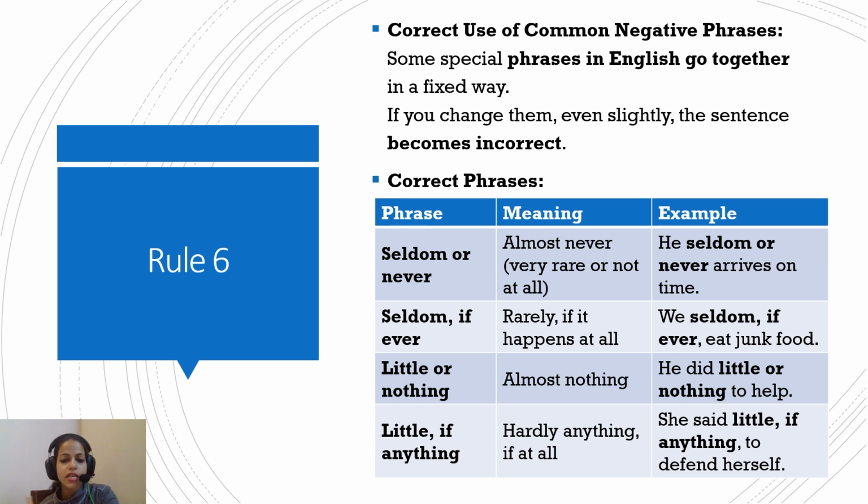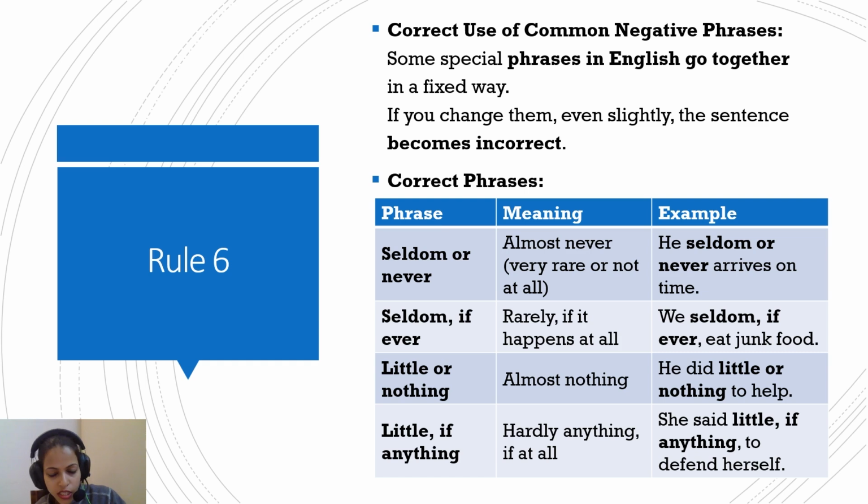Seldom, if ever. So rarely, if it happens at all. We seldom, if ever, eat junk food. In the first phrase, it is more negative, and the second is slightly positive. So that is the difference. Seldom or never is one phrase. Seldom, if ever, is another. Seldom or ever would be wrong. Seldom, if never would also be wrong. So you have to be mindful of how these phrases are used.